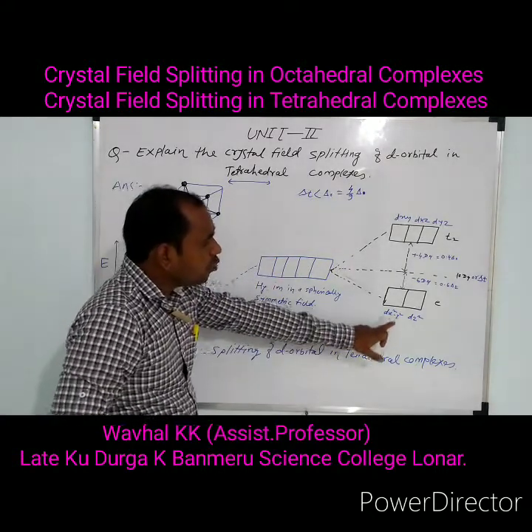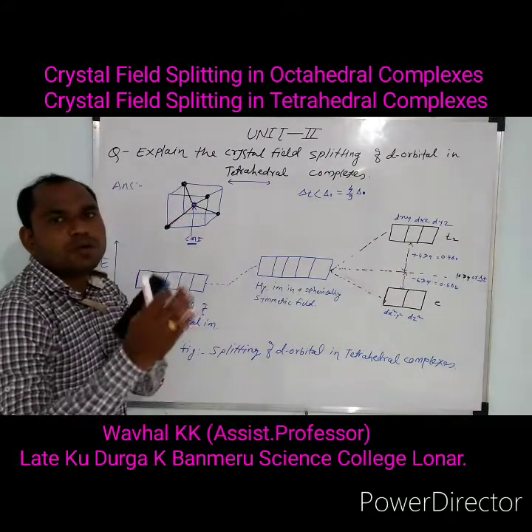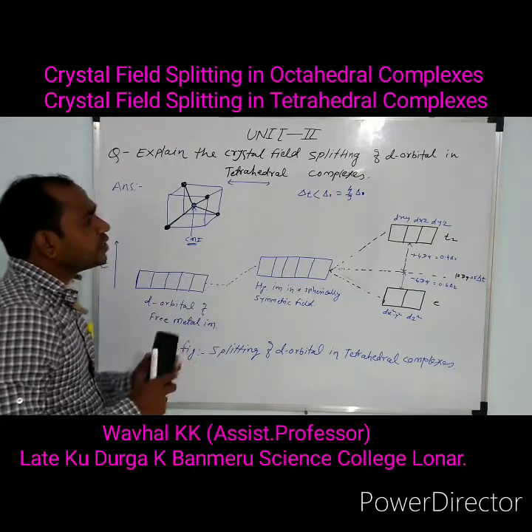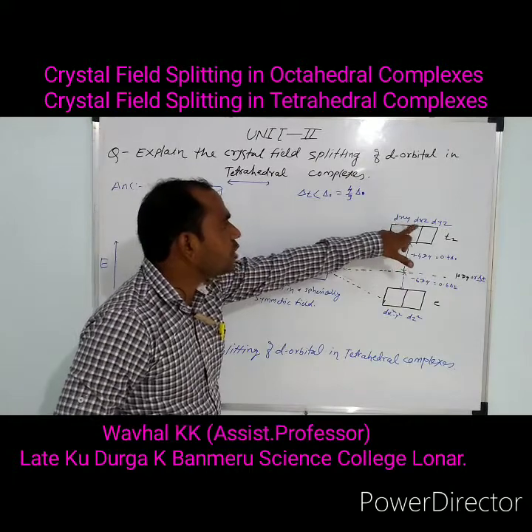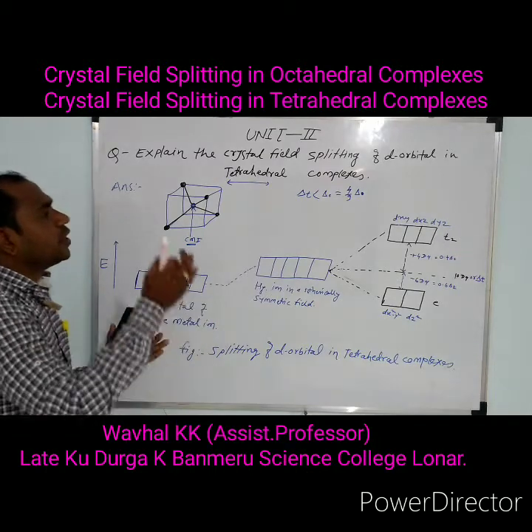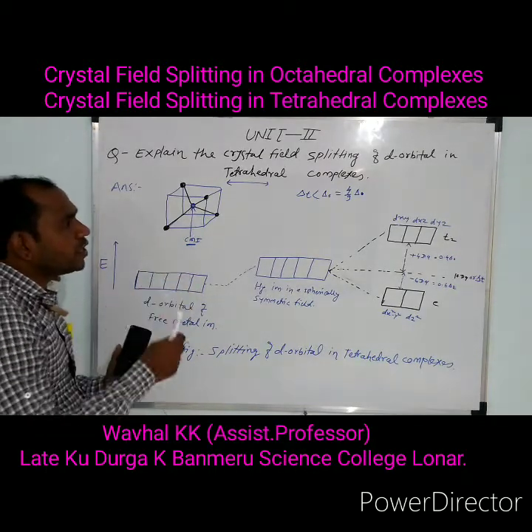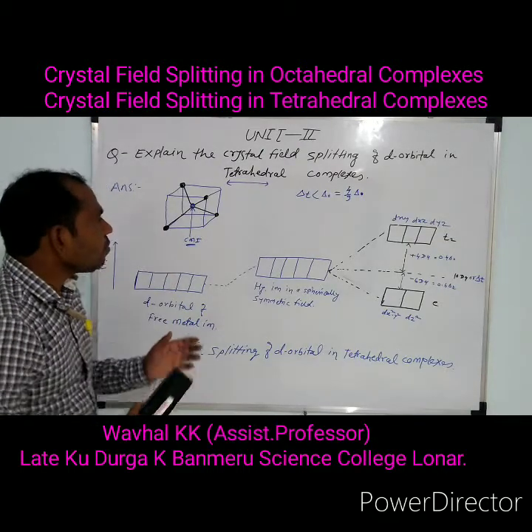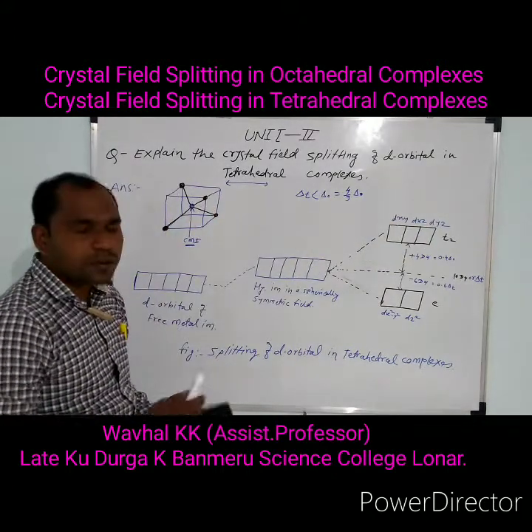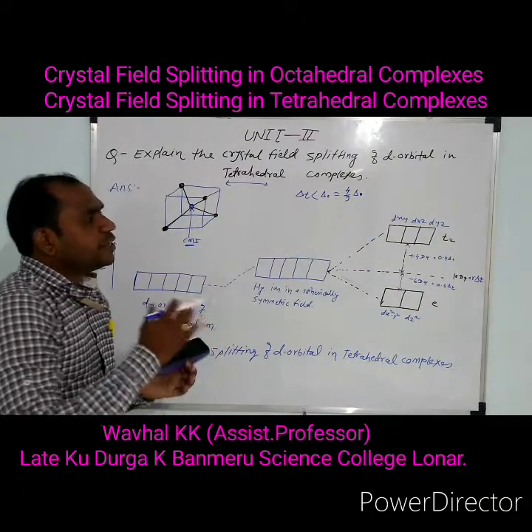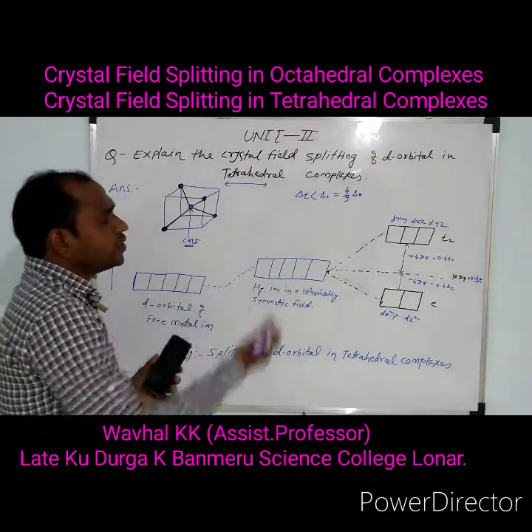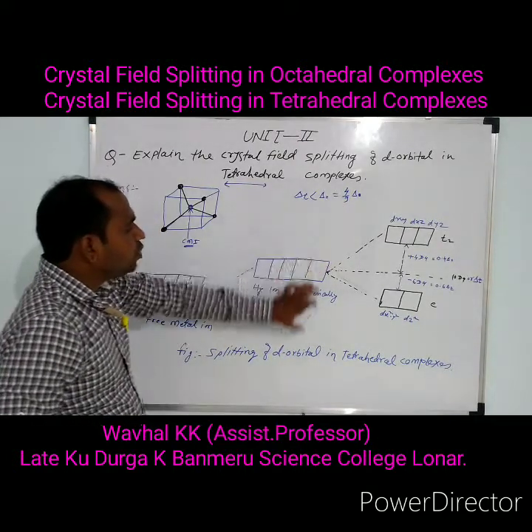And the lobes of the dx2-y2 and dz2 orbitals are away from the ligands, not directly impacted. But the T2 orbitals, that is dxy, dyz and dxz, are slightly nearer to the ligands. Hence they interact with the ligands, and the electrons present in the T2 orbitals dxy, dyz and dxz repel each other and increase in energy, and splitting of the d orbitals takes place.